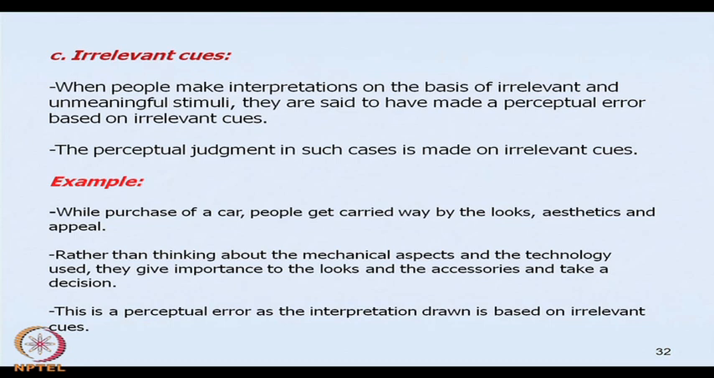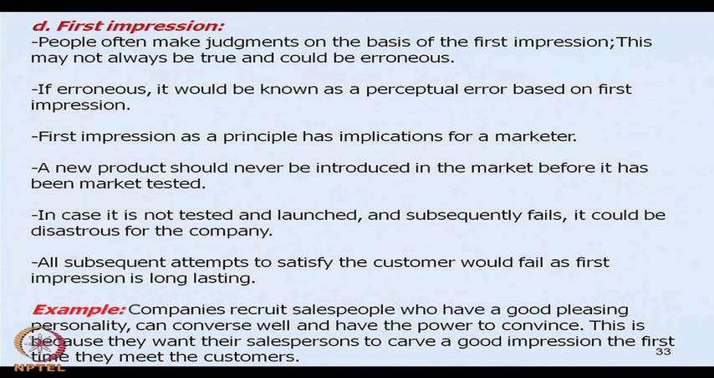So again, if you take the example of a car, we often get carried away by the design of a car or the looks of the car or by the appeal, rather than giving importance to the mileage, the technology, the engine, etc. We basically give more importance to the accessories and take a decision. So this is making decisions on irrelevant cues. First impressions: people often make judgments on the basis of first impression. This may not always be true, it can be erroneous.